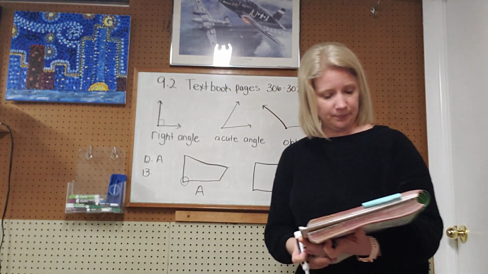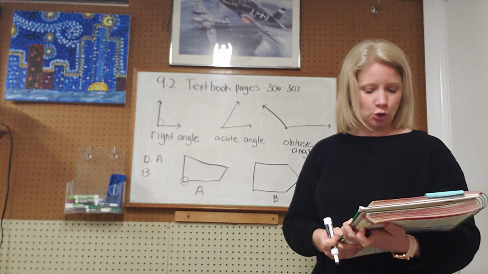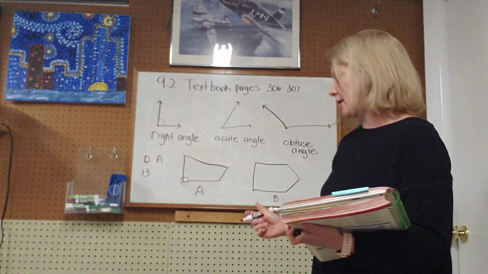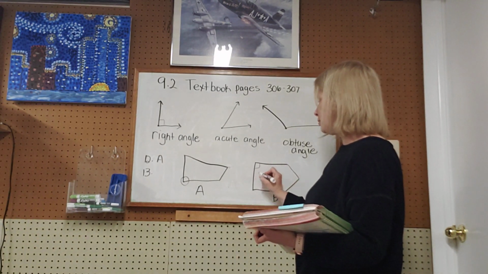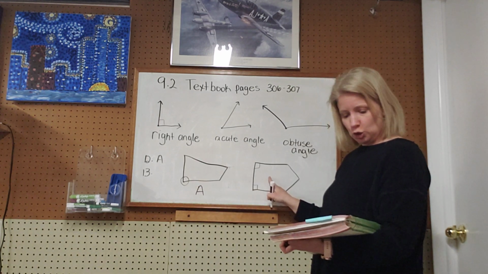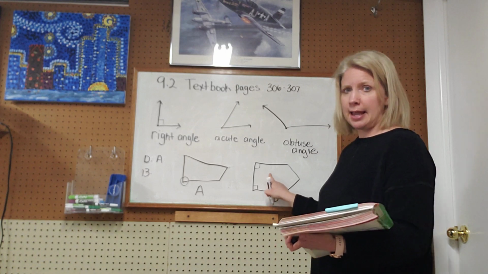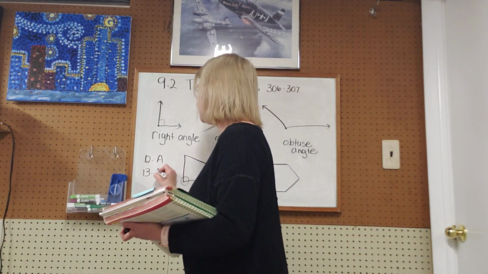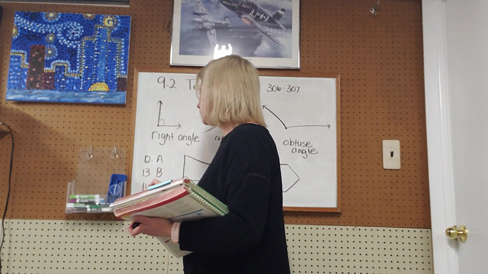Number 13. Which figure has two right angles? Well, we already talked about that. We saw 2 on B and only 1 on A. So which figure has 2 right angles? Figure B. 13 is B.